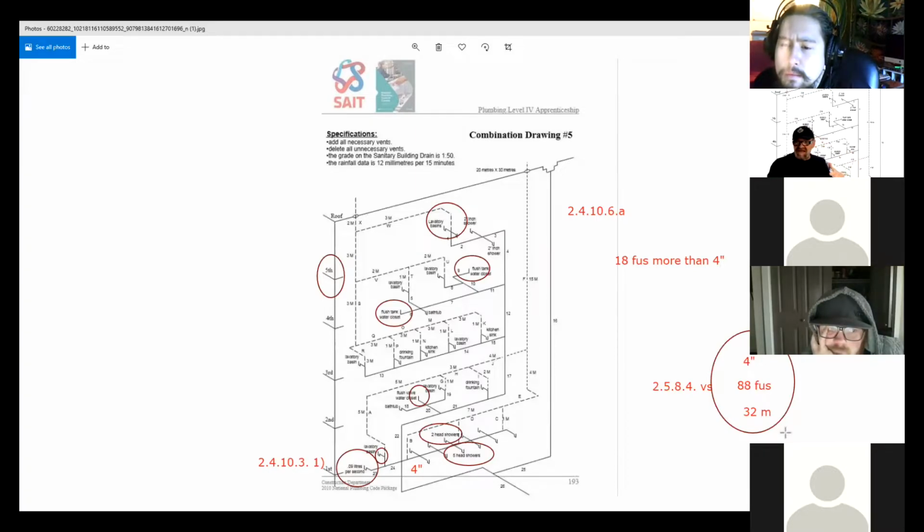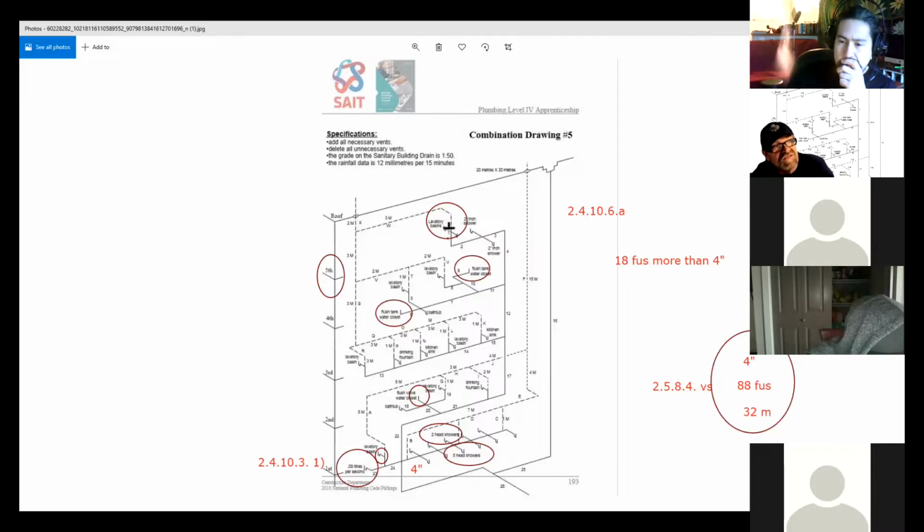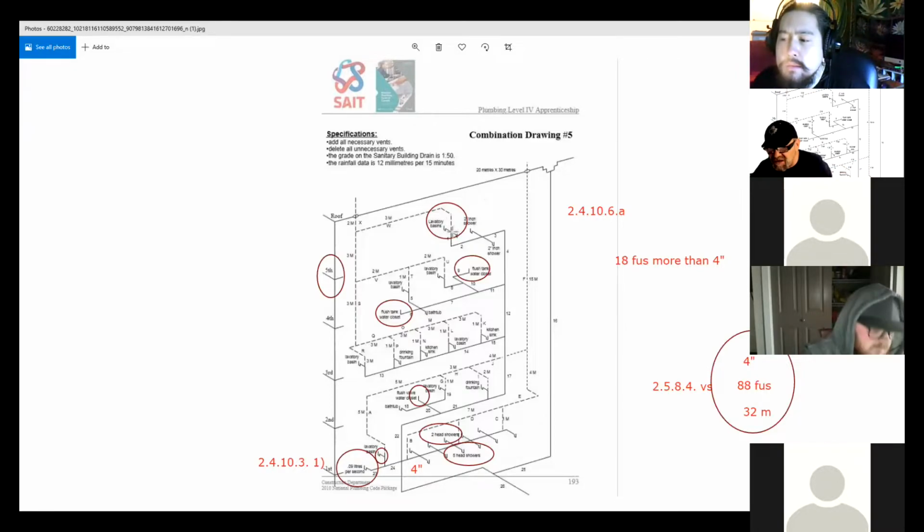Now, if we did the exact same thing on this drawing, and I said, I don't want you to size the vent stack, I want you to size the stack vent. So the stack vent's up here. For the stack vent, we look at the same table. It's got all the same code clauses, and it's going to have the same load.